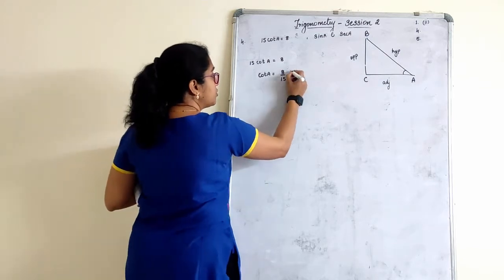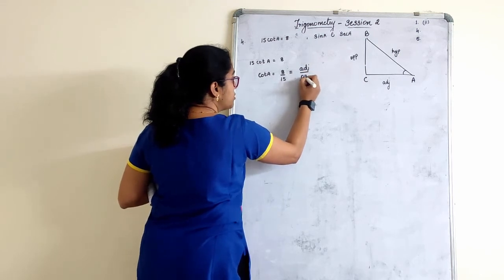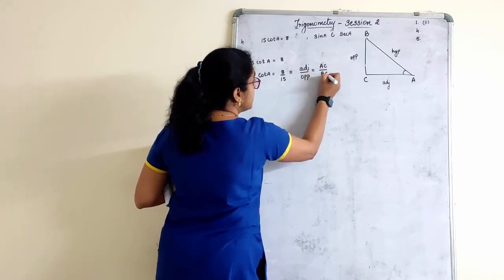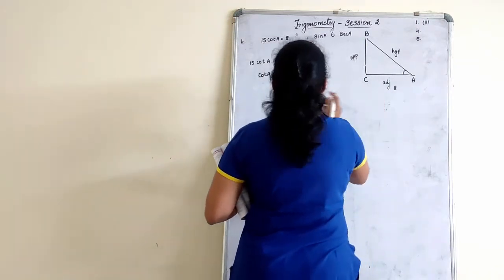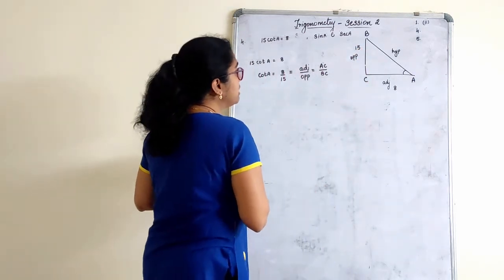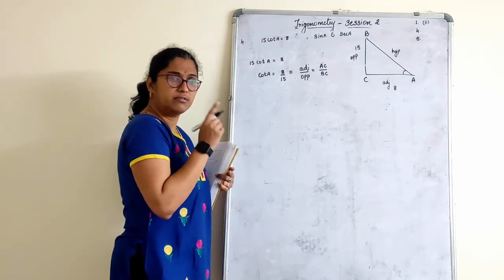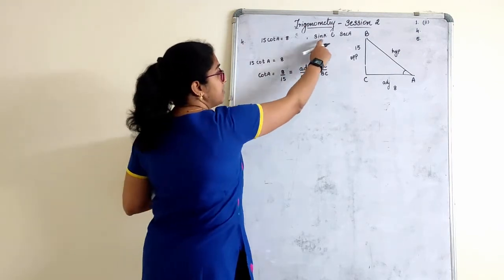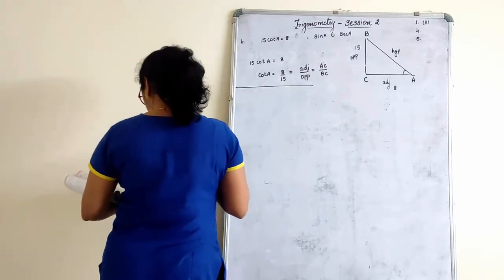Very simple. How do you write cot A? Cot A is written as adjacent upon opposite, which is nothing but AC upon BC. So what is your AC? Your AC is 8 and your BC is 15. Understood? You can also take that as K: AC is equal to 8K and BC is equal to 15K. Same as the previous one, find the hypotenuse. Once you find the hypotenuse, can you find sine A and sec A? Simple as that.